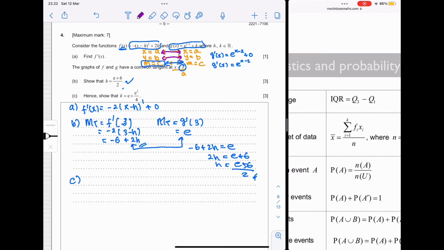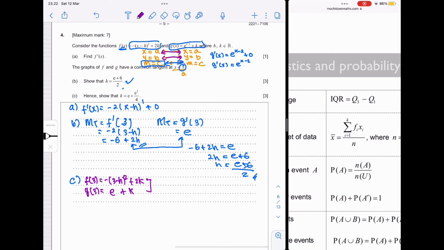Let's just find the y coordinates from f and g. f of 3, negative (3 minus h) squared plus 2k. Congratulations, we're stuck. Yeah, we're stuck. And then g of 3, it will be e to the power of 3 minus 2 plus k. Or 3 minus 2 is 1. E to the power of 1 is just e. So it will be e plus k, okay?